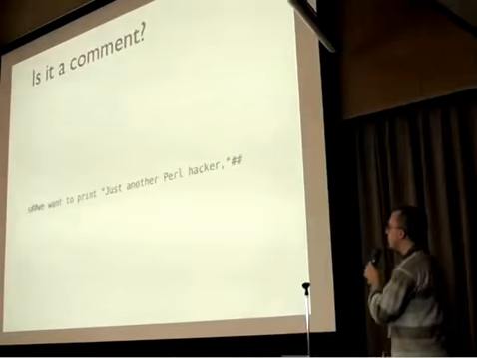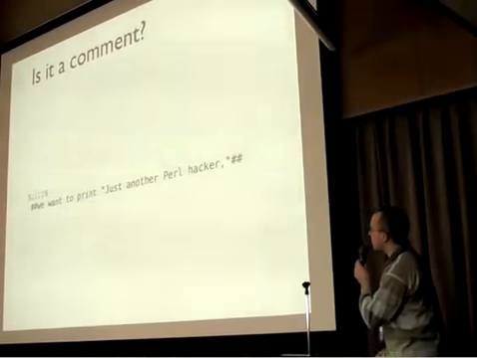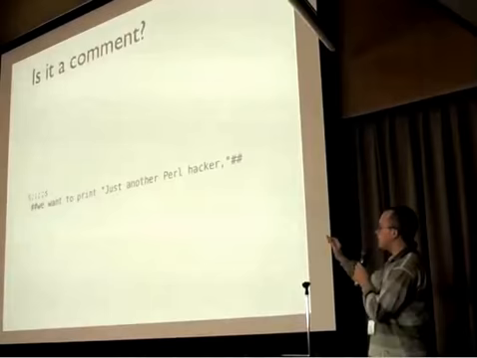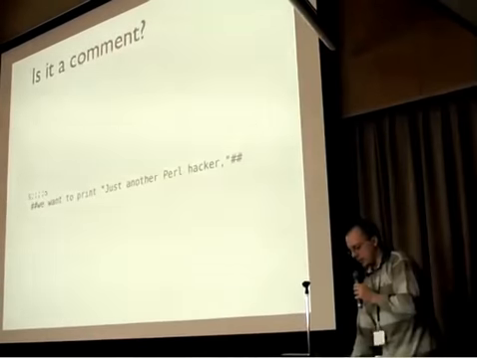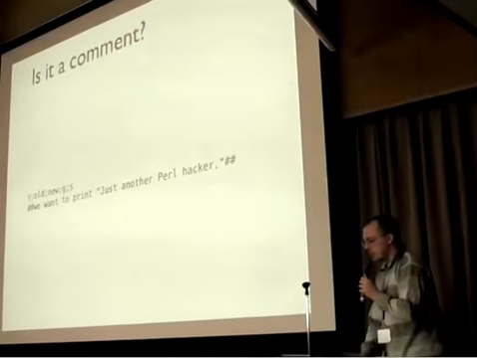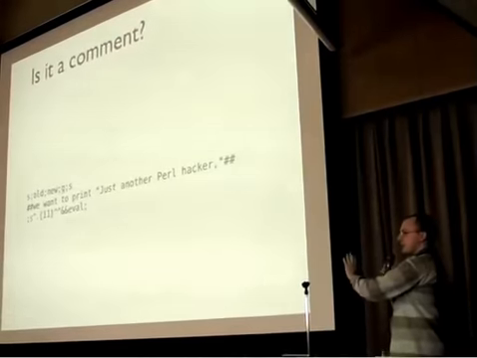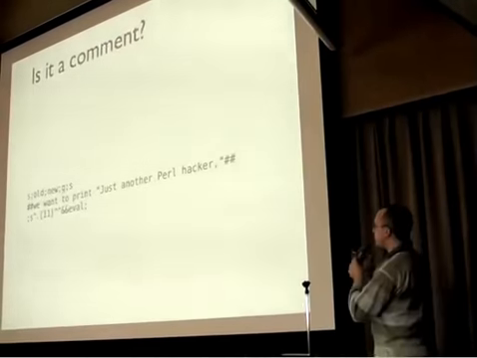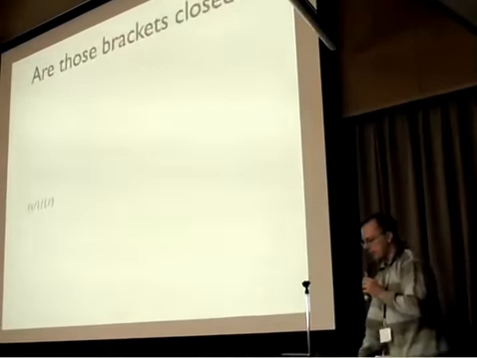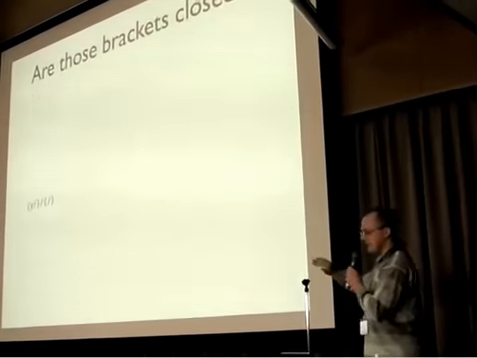Now, for instance, if we want to print out just another Perl hacker, maybe we can do something like this. So the substitution is now kind of disguised as the S switch for the previous substitution. So if we do something like this, we may be able to fool a few people, and then something like this now actually prints just another Perl hacker, because it's removing the part we don't want, and it's evaluating all the rest. Are those brackets closed? They are, but not in the beginning.